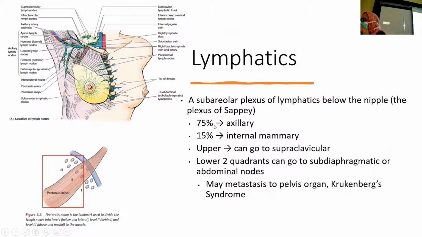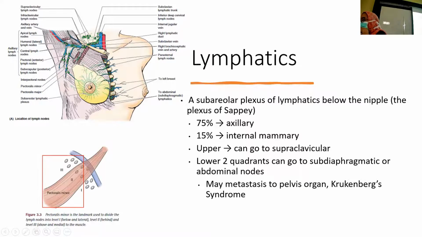So lymphatics, you've got your subareolar plexus of lymphatics below the nipple, also called the plexus of Sappey. 75% of lymph will drain to the axillary lymph nodes. Your axillary lymph node groups are apical, lateral, central, anterior, and posterior, and 15% drains into the internal mammary nodes. So this can actually go to the contralateral side.